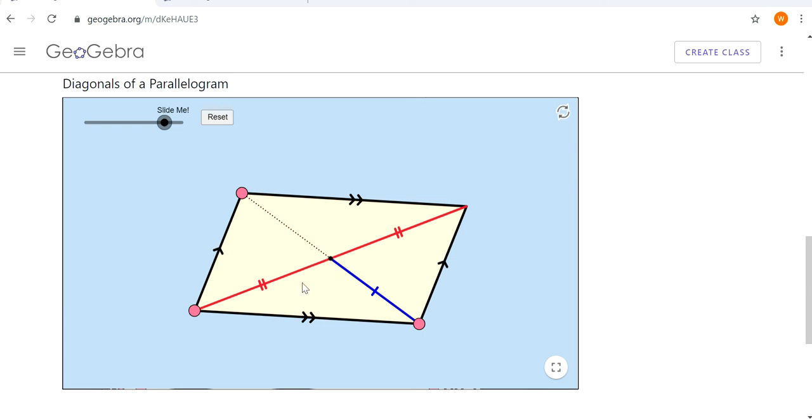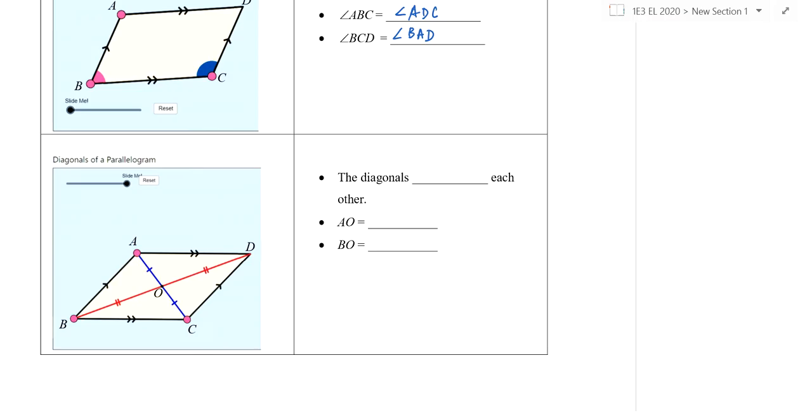And here, where the 2 diagonals meet, is the intersection point, and that serves as the midpoint. Likewise for the blue diagonal. So in summary, these 2 diagonals bisect, they cut each other into 2 equal halves. But take note, the blue diagonal is not the same length as the red diagonal. They may be, but in most cases, they are not of the same length. So to fill in the blanks, the diagonals bisect. They cut each other into 2 equal halves. Specifically, AO is the same length as OC, BO is the same length as OD.